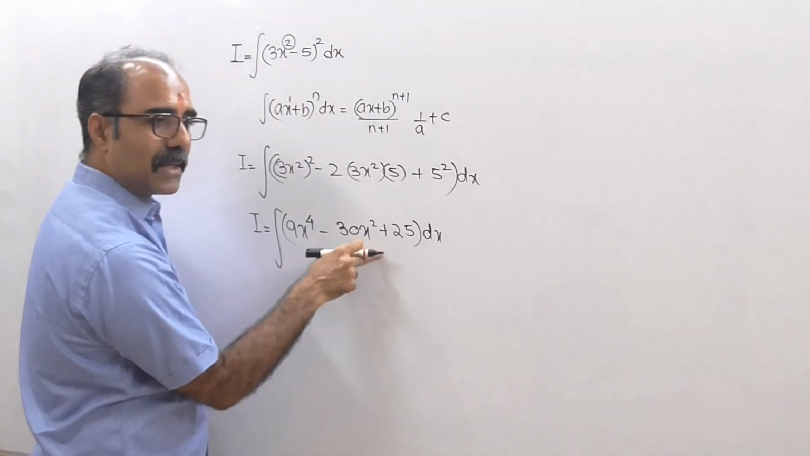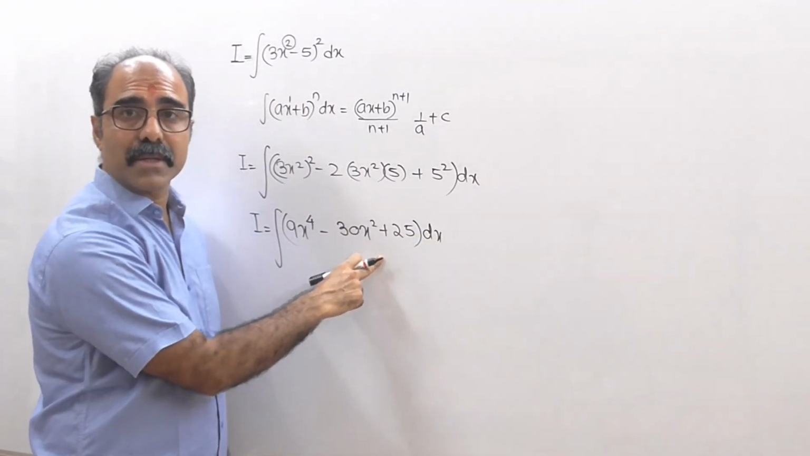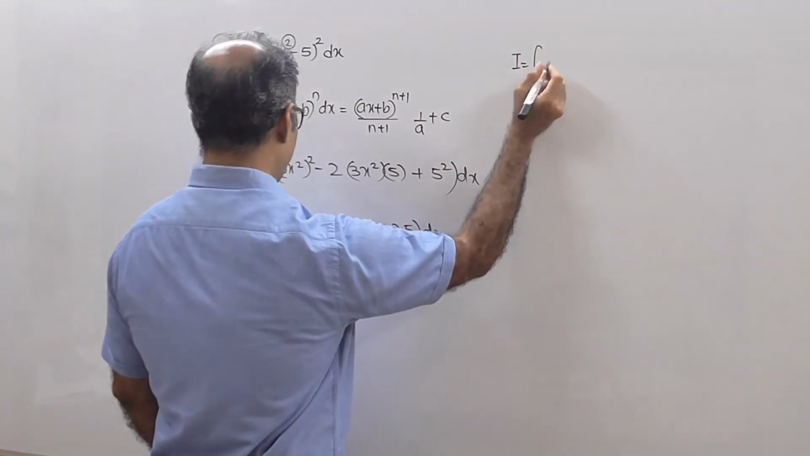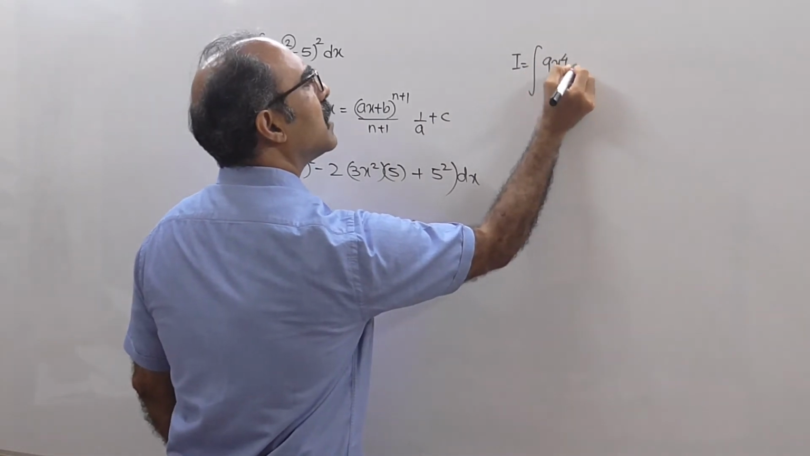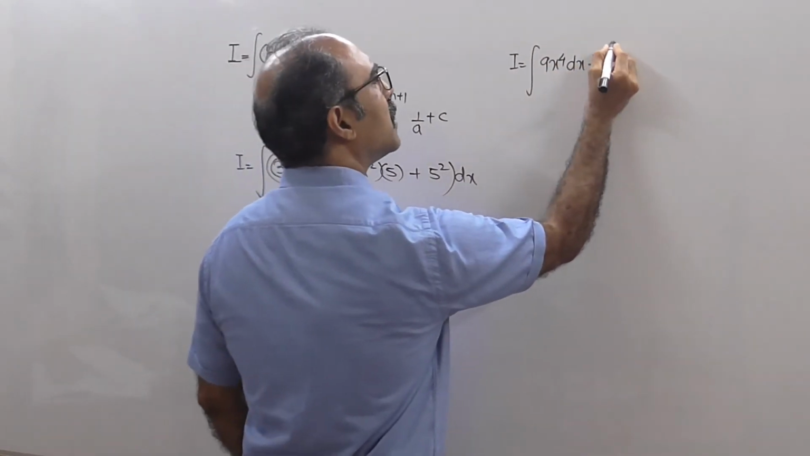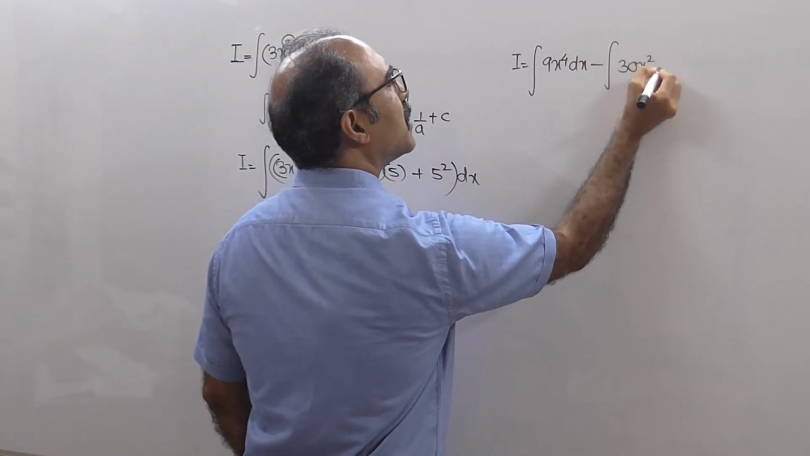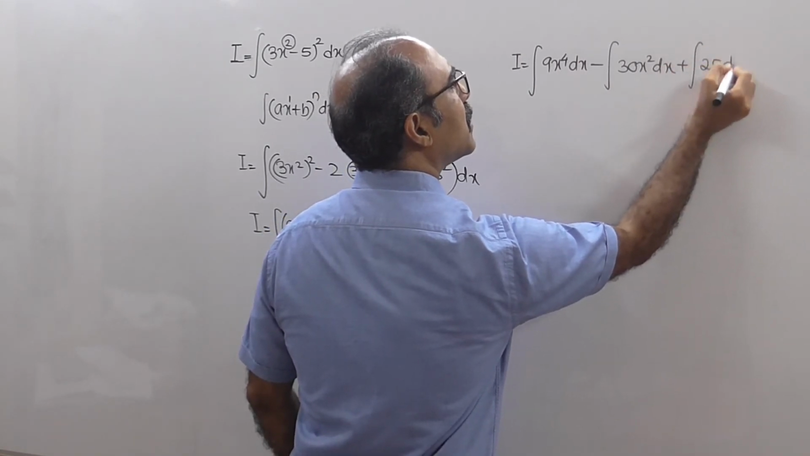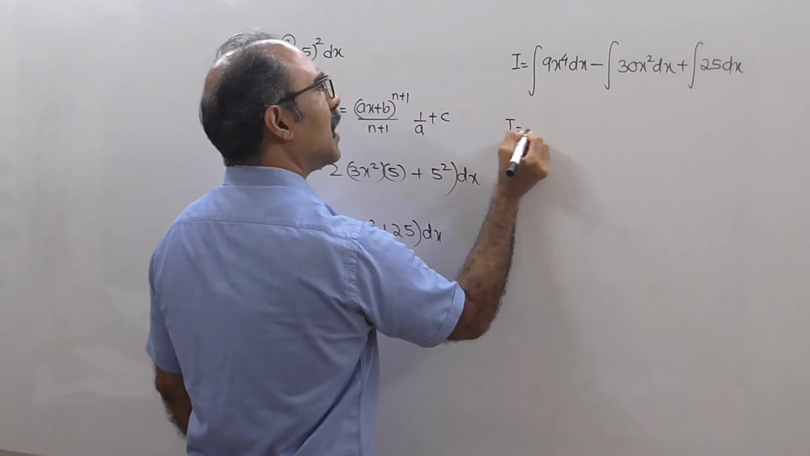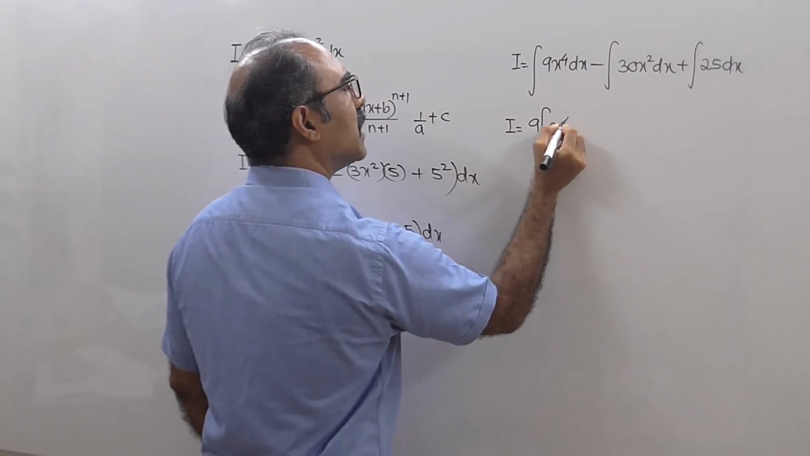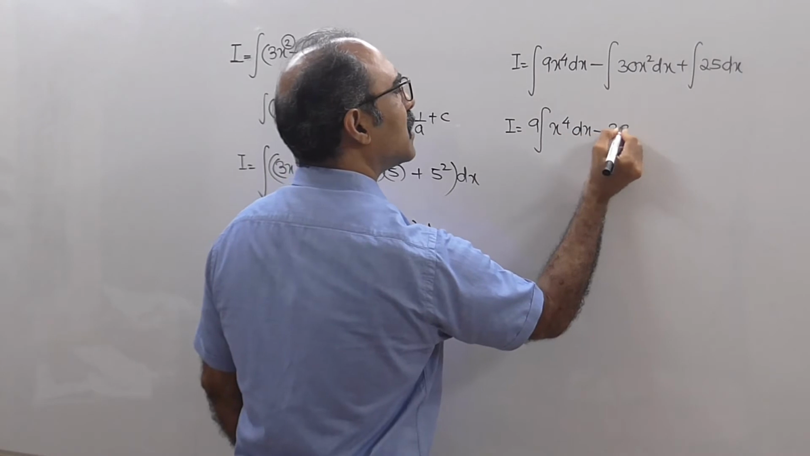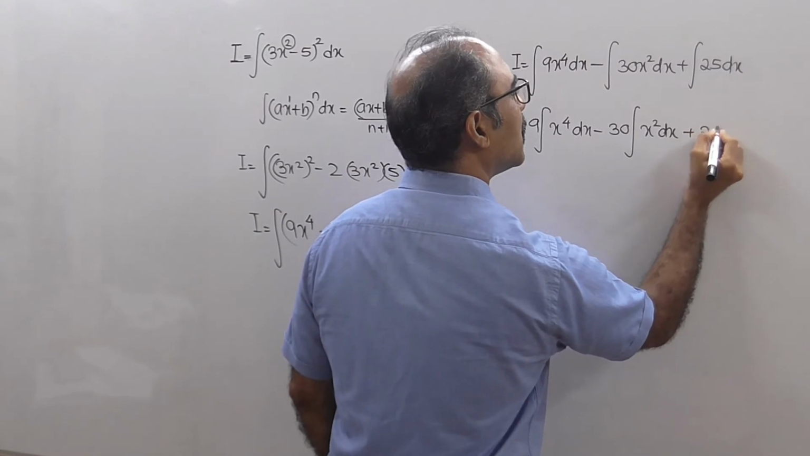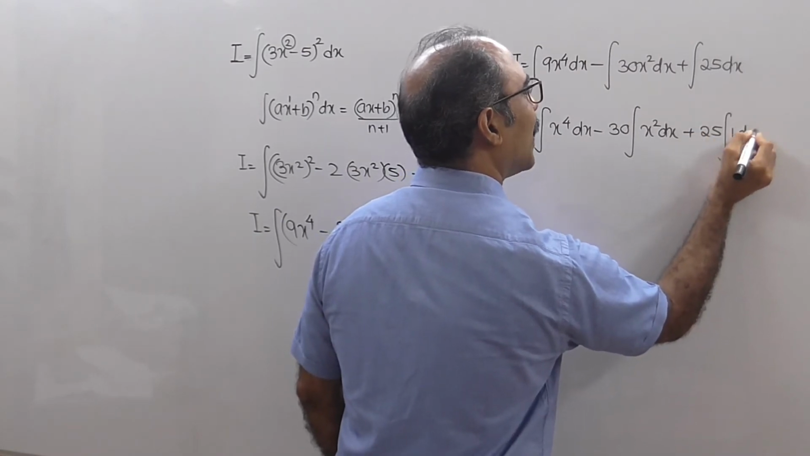See, this sum has got translated in terms of addition and subtraction, and you can use the rule of addition and subtraction here. I equals integration of 9x raised to 4 dx, minus integration of 30x square dx, plus integration of 25 dx. So I equals 9 integration x raised to 4 dx, minus 30 integration x square dx, plus 25 integration 1 dx.